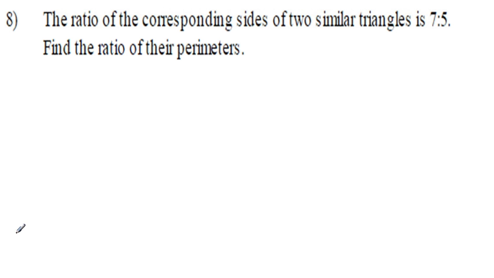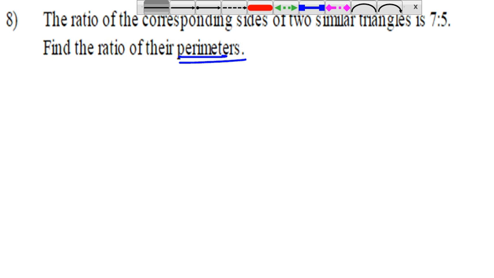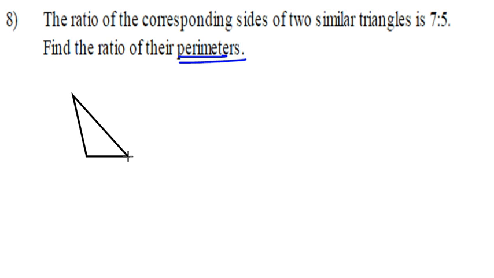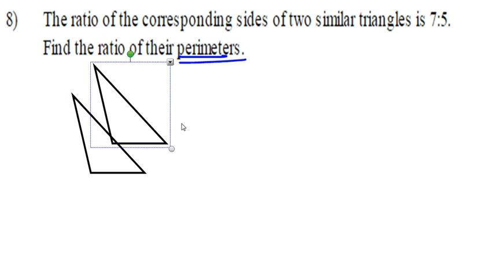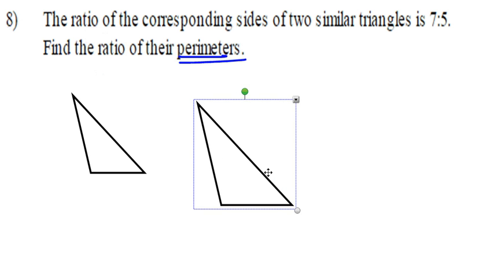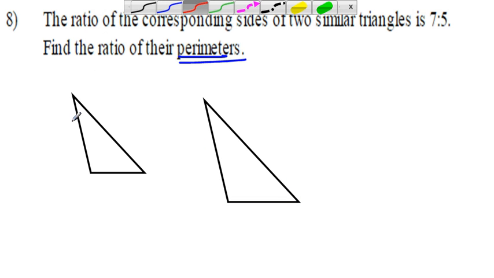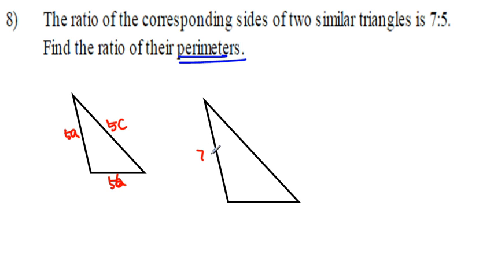Now, number 8. The ratio of the corresponding sides is 7 and 5. Find the ratio of their perimeters. Okay, so why don't we assume that we are looking at two triangles. This is one triangle, another one is similar to that, but a little bit bigger. So here we have each side is 5a, 5b, and 5c. But on the other hand, we have 7a, 7b, and 7c.